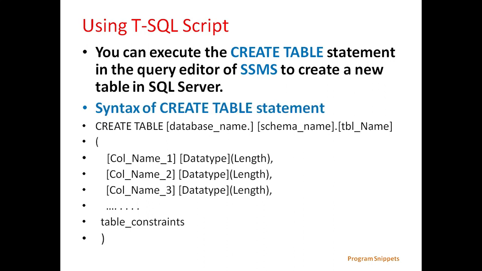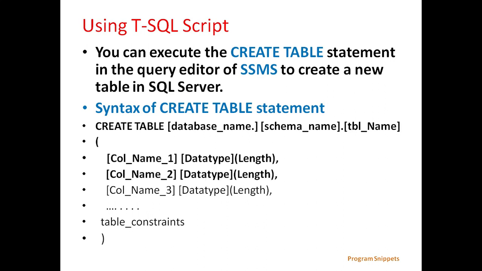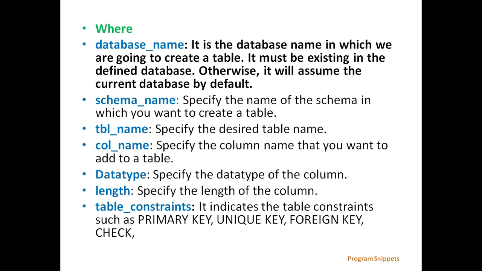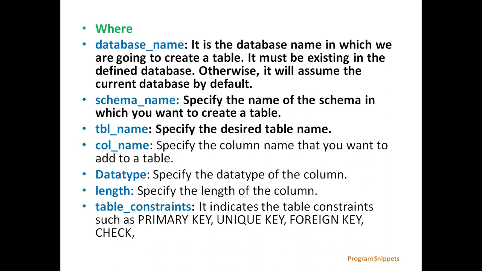The general syntax for creating a table is create table, then database name, schema name and table name, and the different columns with their data type and length, and any additional table constraints required. Here, database name is the database in which we are going to create a table. It must exist, otherwise it will assume the current database by default. Then schema name specifies the schema in which you want to create a table. Table name specifies the desired table name.